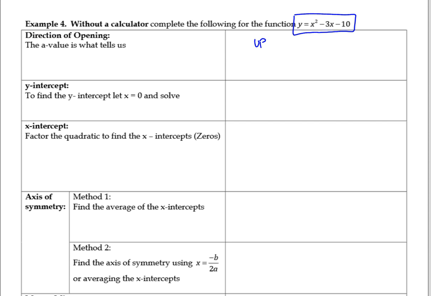To find the y-intercept, I want you to find the y-intercept. You don't need to use your calculator. What is the y-intercept? Negative 10. Remember, it's the c value. So your c value is your y-intercept, the constant. Or you could have set x equal to 0, right? The other way is set x equal to 0. So it's the c value in standard form.